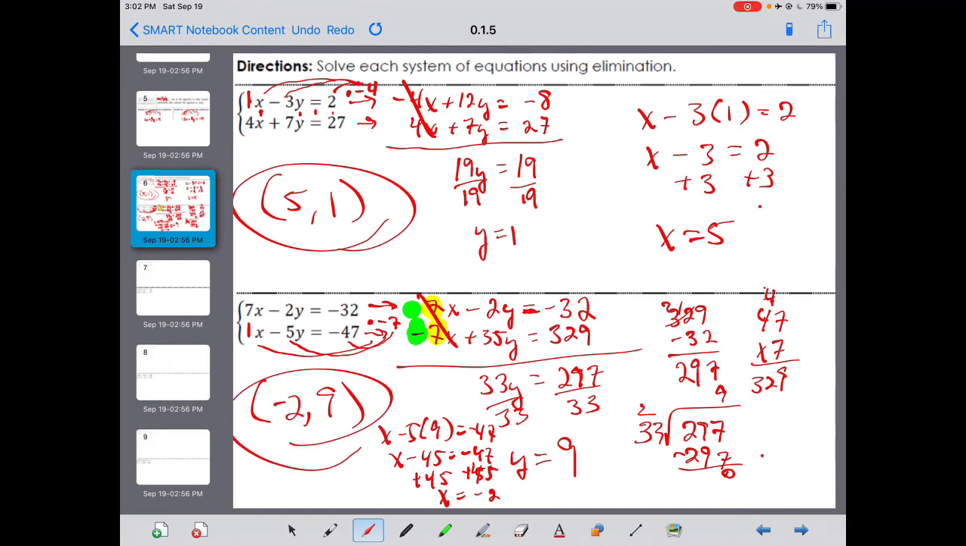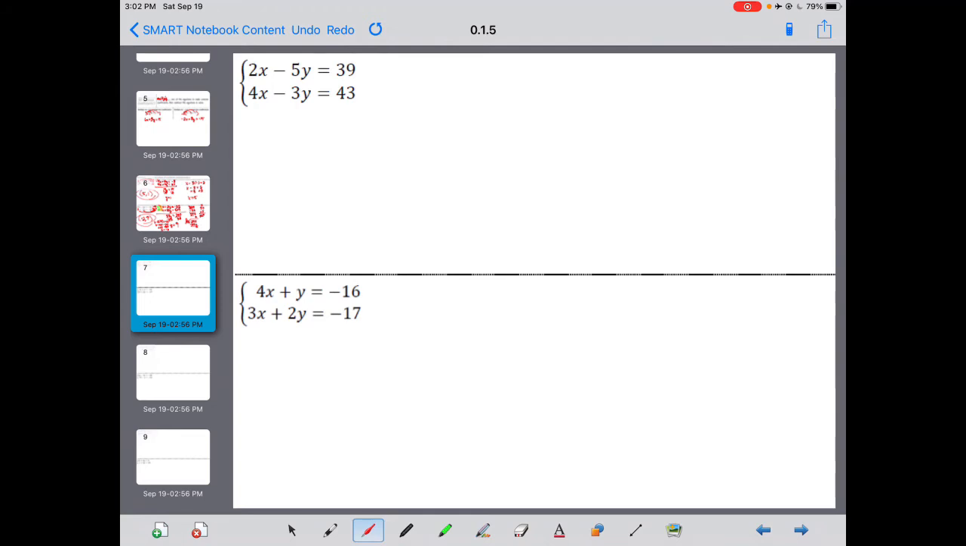X equals -2. Just like that. All right, we've got a set for you to try yourself. So take a pause, take a try, come back and see how they go.